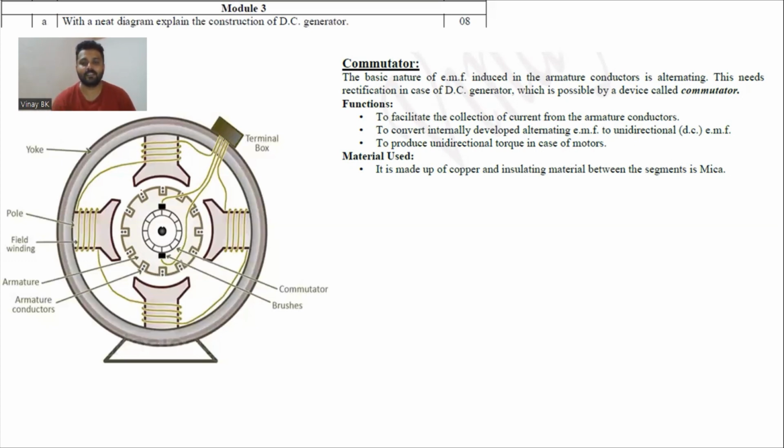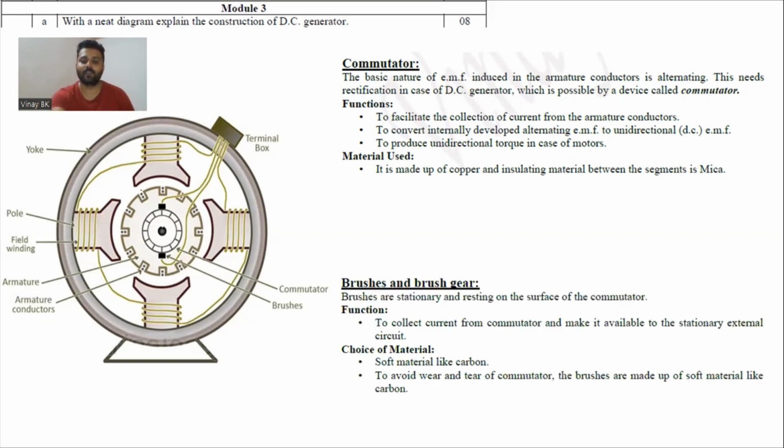So to convert this alternating EMF to unidirectional or DC EMF, we can use a commutator. And this will always produce unidirectional torque in case of a DC motor. And for materials, this commutator is made up of copper, and the insulating material between the segments is mica.